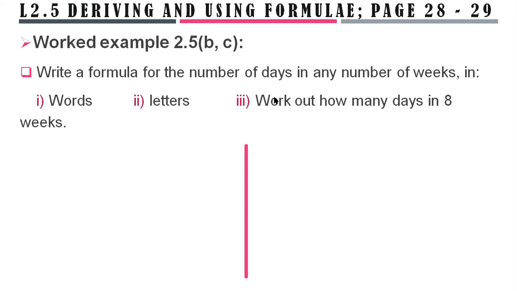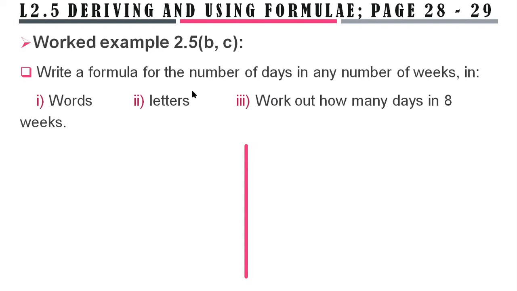Now, what's missing here? What don't we know already? The number of days in a week or the number of weeks? The number of weeks, we don't know it. But do we know the number of days in 1 week? Yes. Okay, so using words, what could the formula be?